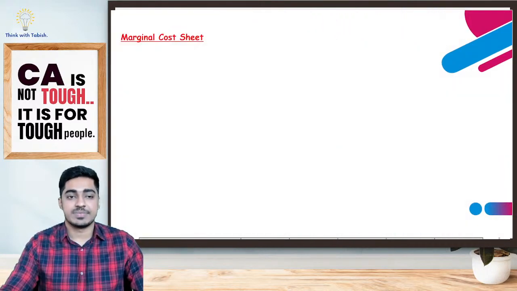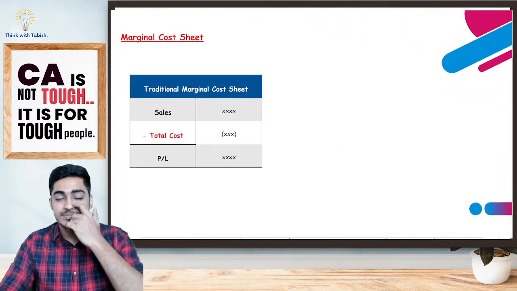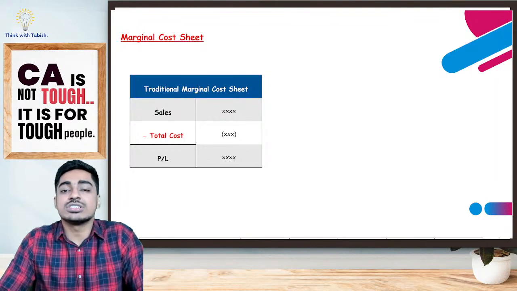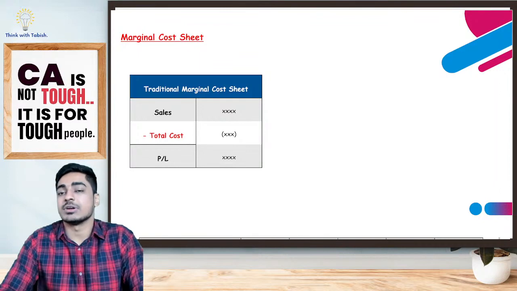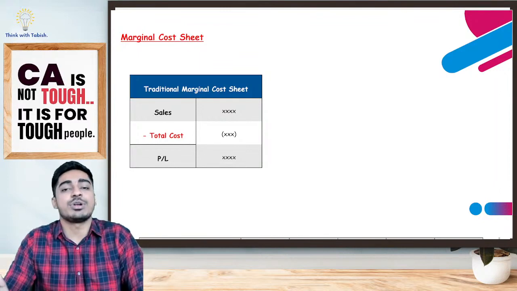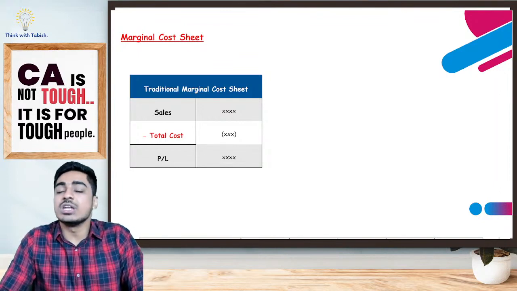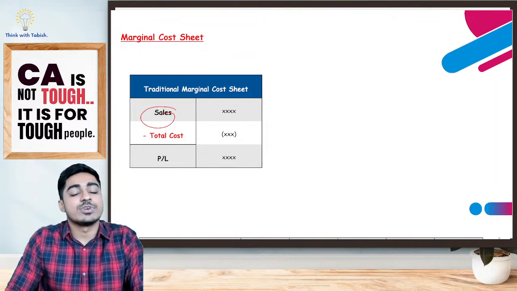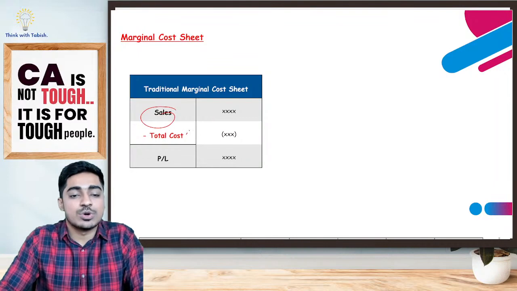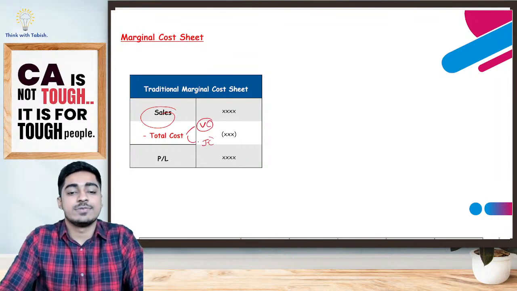This is the basic. Now, in marginal costing, we'll be looking at the marginal cost sheet format. Every question we'll be solving trying to use the marginal cost sheet format, all the basic questions. So what is the format of the marginal cost sheet? We know the golden formula for costing. Sales minus total cost is profit or loss. Total cost, what all will it include? We'll be having variable cost, we'll be having fixed cost.